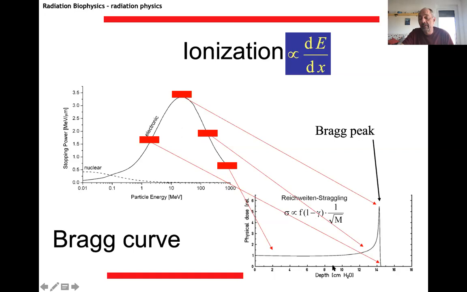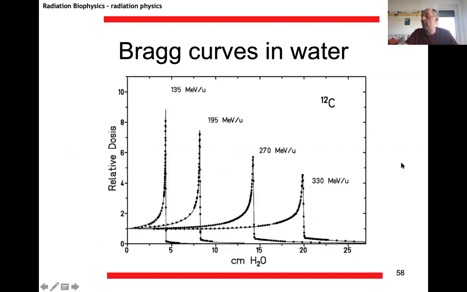The length of the path before the particle stops is called range. So this is the range of the particle. And this is how they look, the Bragg curves in water. These are measured Bragg curves, thickness in water. Carbon ions, of course, these are all measurements coming from GSI. Different energies, you see 135 MeV per nucleon, 195, 270, 330.